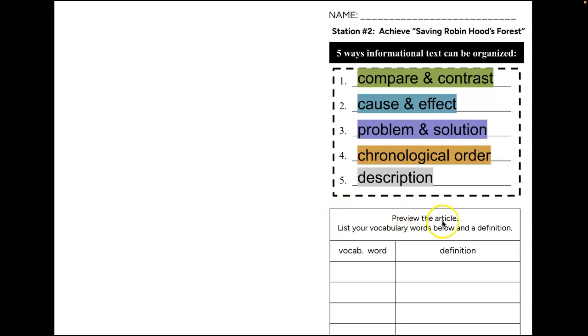The next thing I want you to do is go preview the article. Look at the title. We spent some time already talking about background knowledge about Robin Hood, so you should have a little bit of that. But pick any 4 of your words. If you have more than 4, just pick 4. And a brief definition so that when you encounter that as you get into the article, you have some understanding of the word.